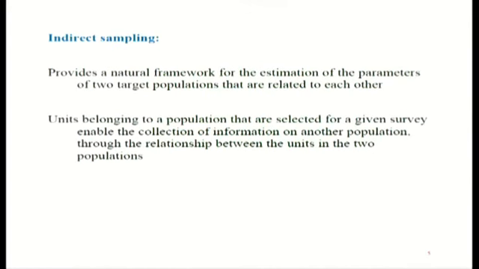Indirect sampling provides a natural framework for the estimation of the parameters of two target populations, and units belonging to a population that are selected for a given survey enable the collection of information on another population through the links based on the relationships between the units of the two populations.